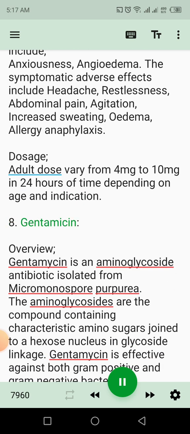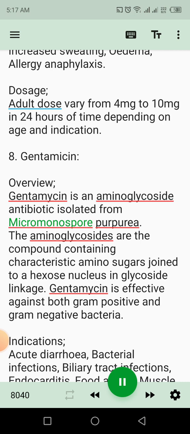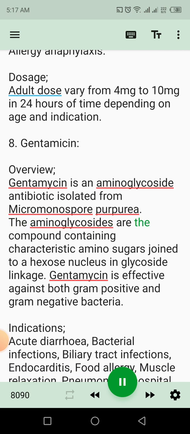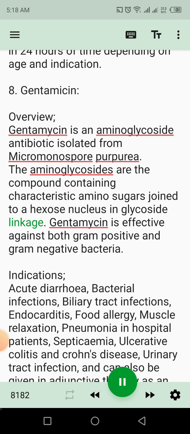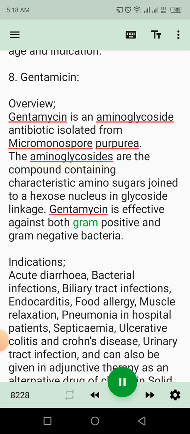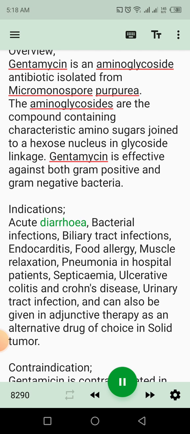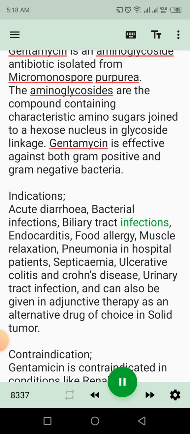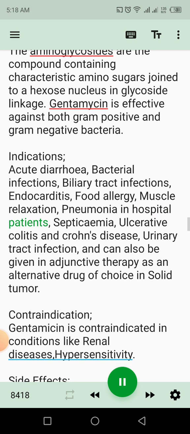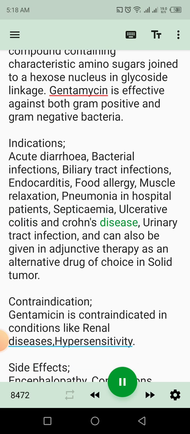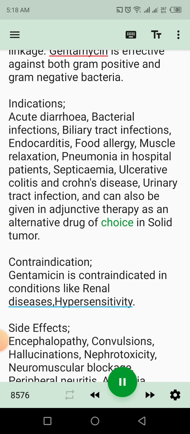8. Gentamicin. Overview. Gentamicin is an aminoglycoside antibiotic isolated from Micromonospora purpurea. The aminoglycosides are compounds containing characteristic amino sugars joined to a hexose nucleus in glycoside linkage. Gentamicin is effective against both gram-positive and gram-negative bacteria. Indications. Acute diarrhea, bacterial infections, biliary tract infections, endocarditis, food allergy, muscle relaxation, pneumonia in hospital patients, septicemia, ulcerative colitis and Crohn's disease, urinary tract infection, and can also be given in adjunctive therapy as an alternative drug of choice in solid tumor.